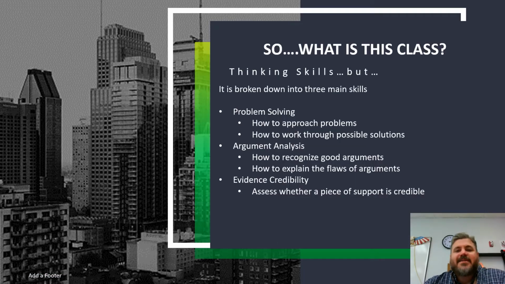So what is this class? It's thinking skills. But we basically do three main skills. The first one is problem solving. We talk about how to approach problems and how to work through various possible solutions. And the idea is that you're going to have a variety of ways to tackle any given problem. Now, you might try one technique to solve a problem and it doesn't work, but then you use another technique to attempt that problem. And that's the kind of stuff that we work on.